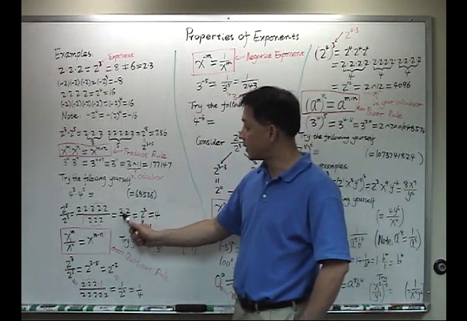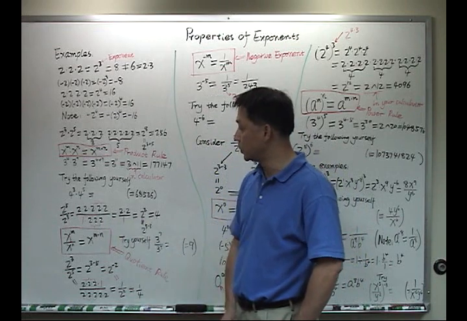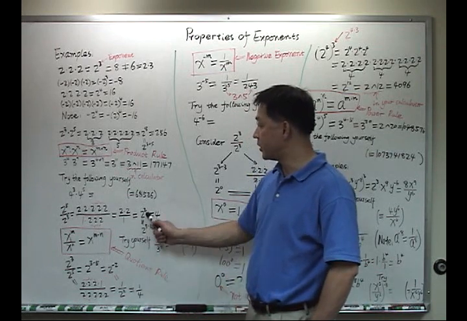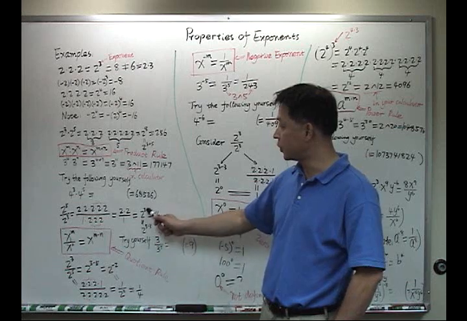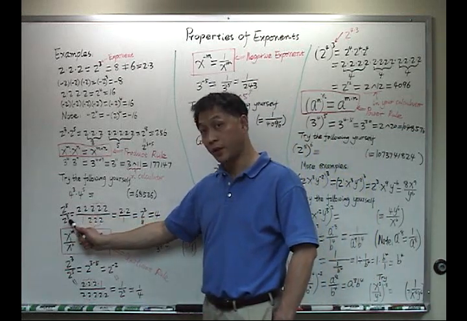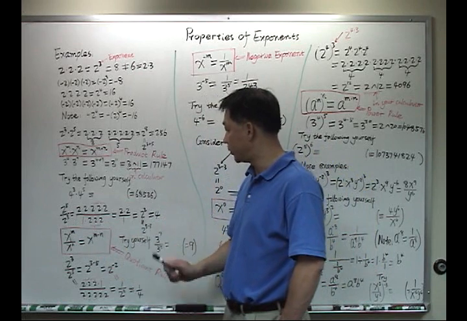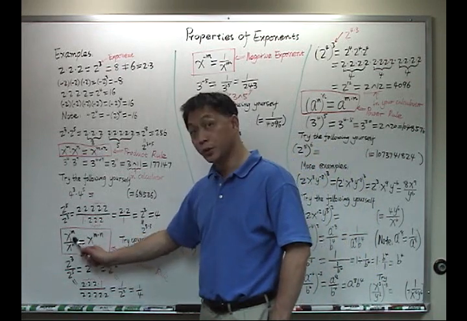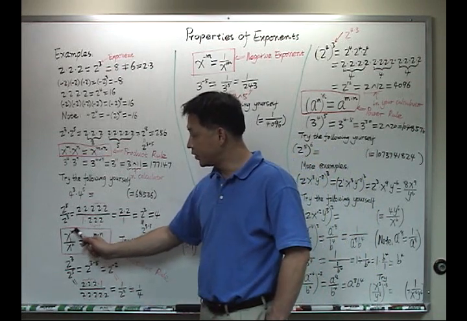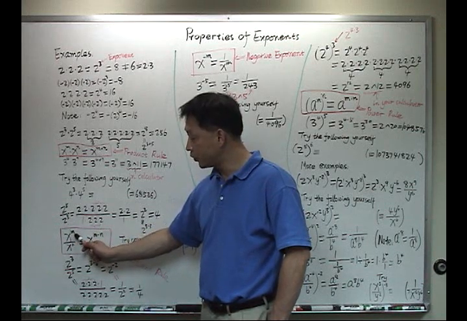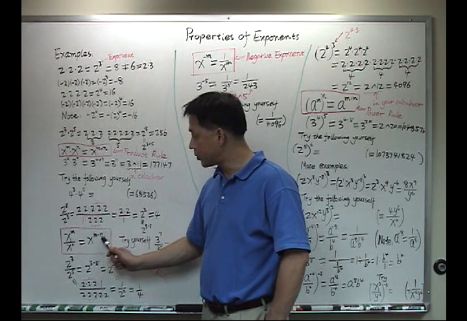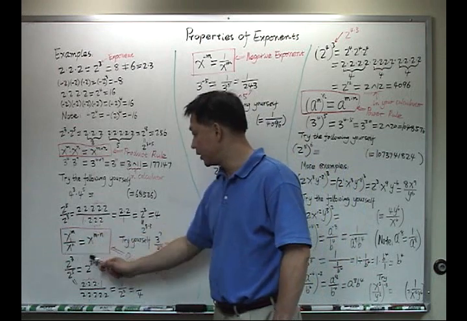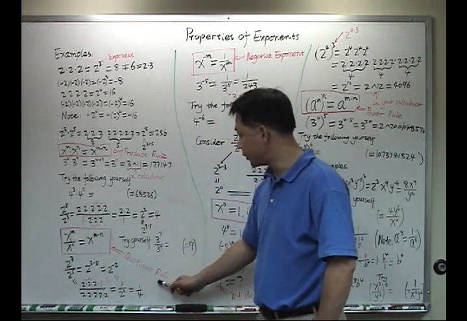And then upstairs is 2 times 2, which is 2 squared, which is 4. Where is this 2 from? It is 5 minus 3, which is 2. So for division, you use the exponent of the numerator minus the exponent of the denominator. We call this the quotient rule.